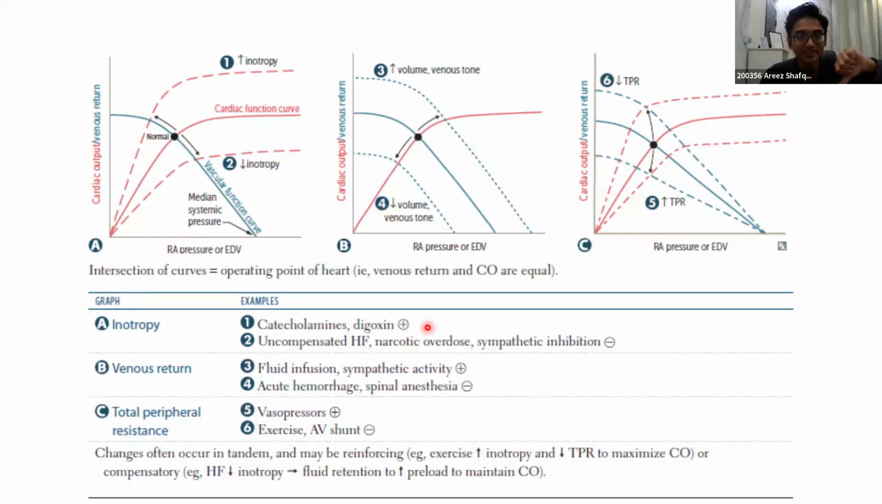What decreases contractility? Sympathetic inhibition. Uncompensated heart failure also decreases contractility. Another point is ischemia. Ischemia also decreases contractility. Let's move on. And beta blockers, do they have anything to do with it? Yeah, they would also decrease it through sympathetic inhibition, right? So beta blockers would inhibit the sympathetic system and decrease contractility.